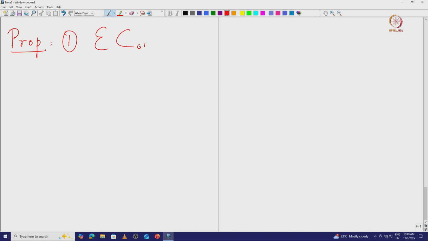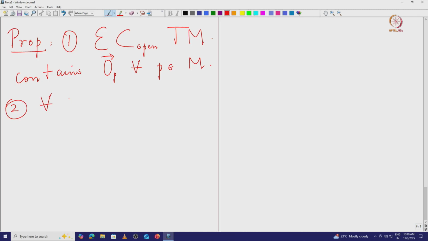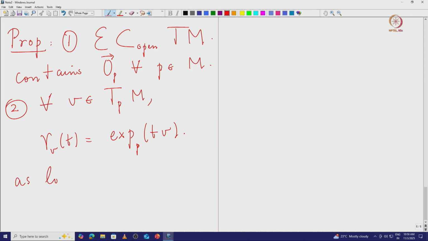First, that this is an open subset of the tangent bundle, okay, and of course it contains the 0 vector at every point in M. Second, for all tangent vectors v, there is no restriction on how small the tangent vectors must be, but if you look at the corresponding geodesic, that is given by the exponential map applied to tv, as long as tv is contained in the domain of the exponential map, right. The proof of this is again by our usual rescaling trick, okay.